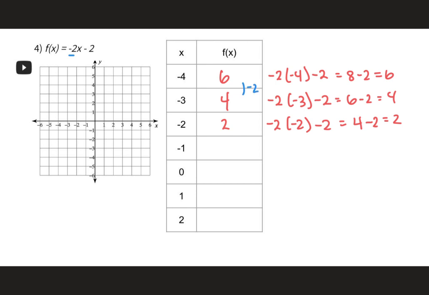So we're subtracting 2, subtracting 2, subtracting 2. So my next point would be 0. We're going to subtract 2. Then we're going to be at negative 2, subtract 2, negative 4, subtract 2. That gives me negative 6. All right, now to plot. So negative 4, 6 is my first point. Negative 3, 4. Negative 2, 2. Negative 1, 0. 0, negative 2. 1, negative 4. And 2, negative 6.